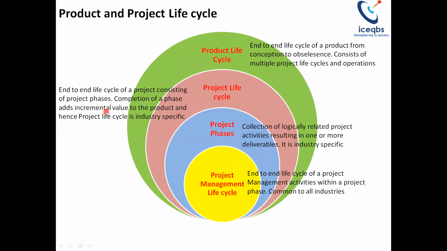Completion of a phase adds incremental value to the product, and hence the project life cycle is industry specific. Project phases are a collection of logically related project activities resulting in one or more deliverables. They are industry specific. So the project life cycle and project phases are related to the deliverables, and so they are industry specific. Whereas the project management life cycle is about how we are managing the project, and hence it is common to all industries. The project management life cycle defines the end-to-end life cycle of project management activities within a project phase. I hope this clears your doubts regarding this.